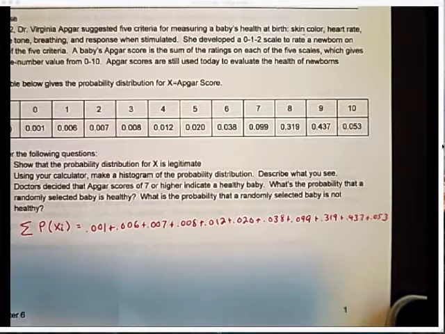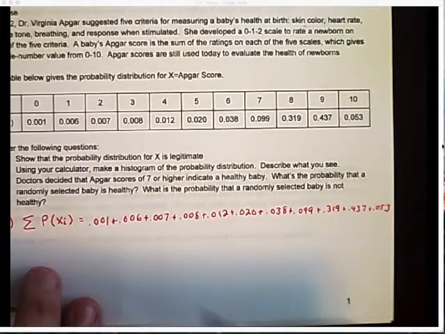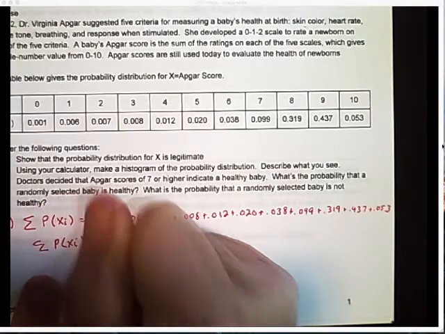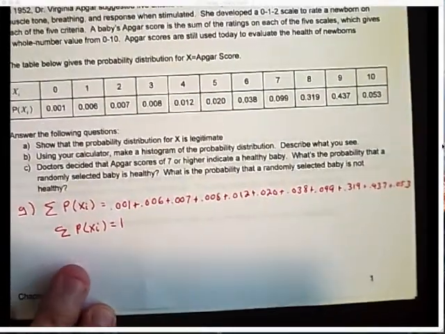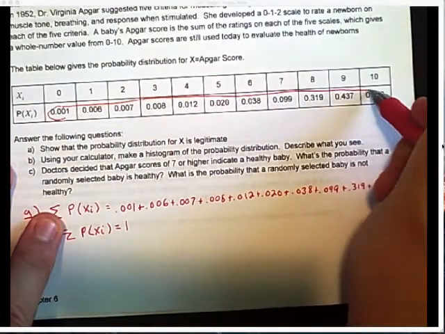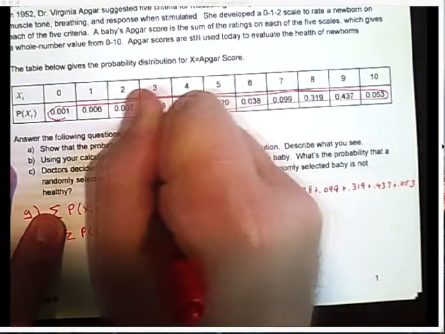I think I missed one here. Okay, so when I did that, I got 1. There we go. The sum equals 1. The sum of all of these probabilities equals 1. So it is a legitimate probability distribution.